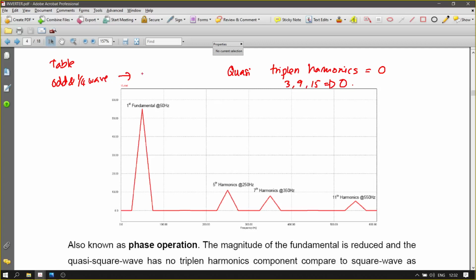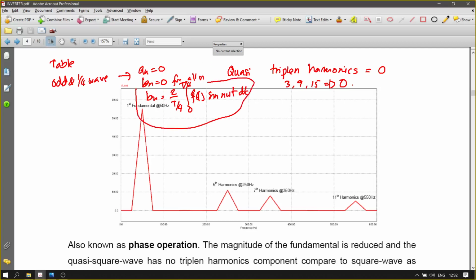Okay, so if it's odd and quarter wave, what will be the properties? An equals 0, and Bn equals 2 over T over 4, integral from 0 to T over 4, of f of t sine n omega t dt. Just remember this, then you just evaluate that.